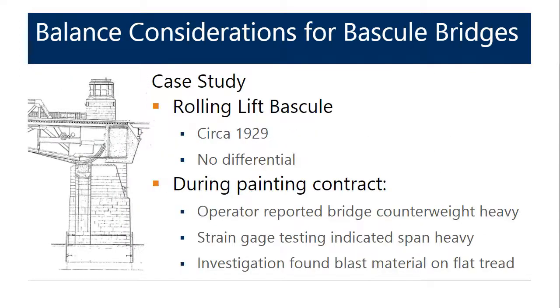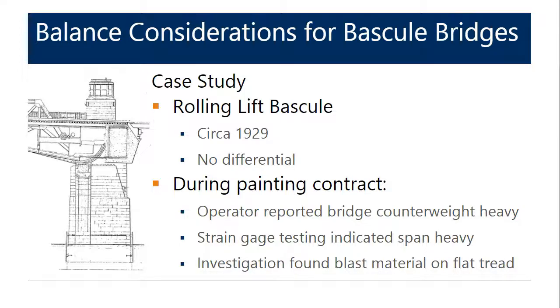An example of why bridge balance is important for bascule bridges occurred at a rolling lift bridge. It was built in the 1920s, and it is not supplied with a differential. The differential is a mechanical component that splits the drive load equally side to side. When there's an absence of a differential, it's really important to track side-to-side load sharing of your machinery.